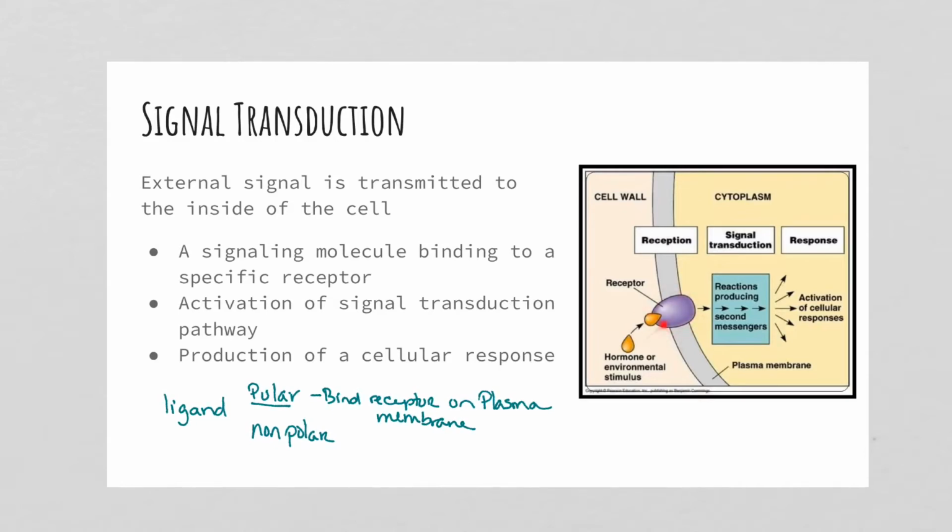We have a receptor on the plasma membrane. That's what we saw in the last picture. So our ligand is going to bind to a receptor. And that's going to send the signal in a signal transduction pathway that occurs into the cell. I'll get into signal transduction in a second. When we talk about nonpolar, though, the receptor will be inside the cell.